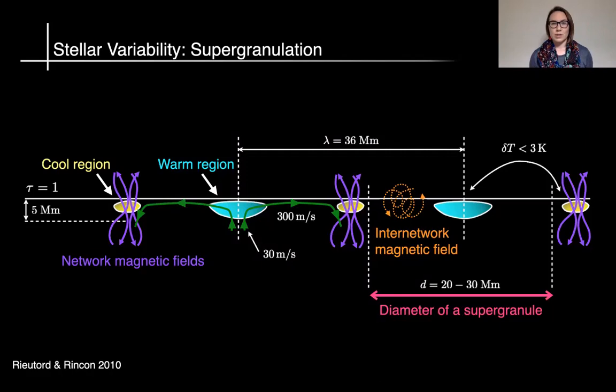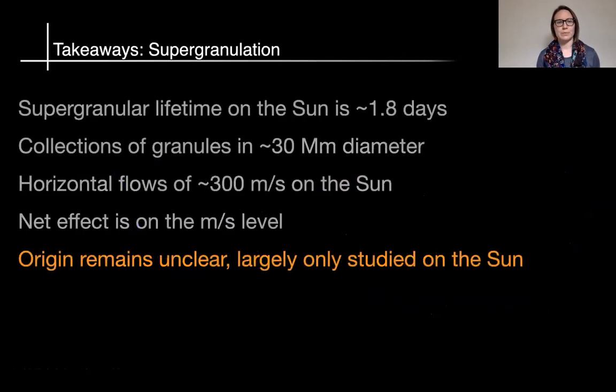The sun is the only place where we can really spatially resolve these, and it's the only place where we've really studied supergranulation. You can possibly try to pull it out in terms of this power spectrum of looking at different stars, but if you want a direct detection, the sun is still going to be your best place to explore. So to sum up, you have collections of granules at about 30 megameters in diameter, and the velocity flows are horizontal and about 300 meters per second. You do have some vertical flows, but they're really quite reduced. But the net effect overall we're looking at here is around 1 meter per second or so.